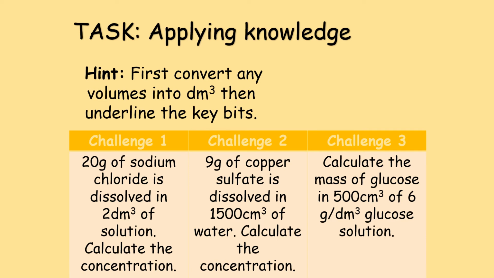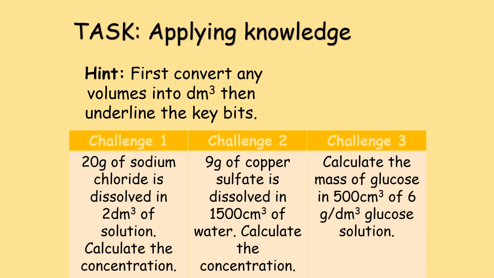Well, what about the next one then? 9 grams of copper sulfate is dissolved in 1,500 centimeters cubed of water. Calculate the concentration. Well, first thing to notice is that our units are not in decimeter cubed. So we have to divide our volume by 1,000 to get it into decimeters cubed. So 1,500 divided by 1,000 gives me 1.5. So 9 grams of copper divided by 1.5 decimeters cubed gives me a concentration of 6 grams per decimeter cubed.